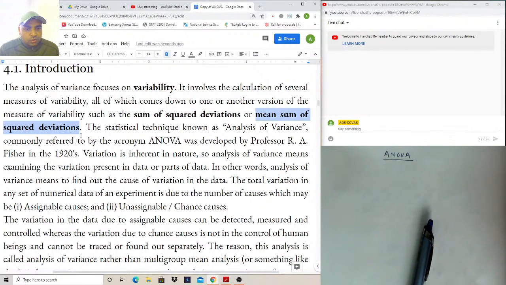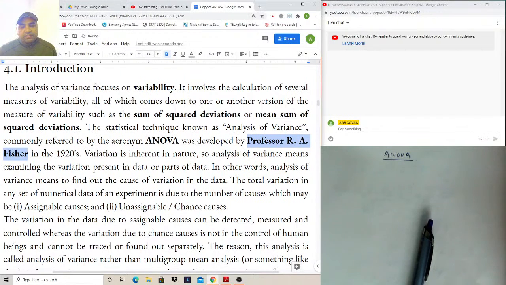The statistical technique known as analysis of variance, commonly referred to by the acronym ANOVA, was developed by Professor R.A. Fisher. ANOVA was discovered by Professor R.A. Fisher in the 1920s, by which you can analyze the variation available in data.